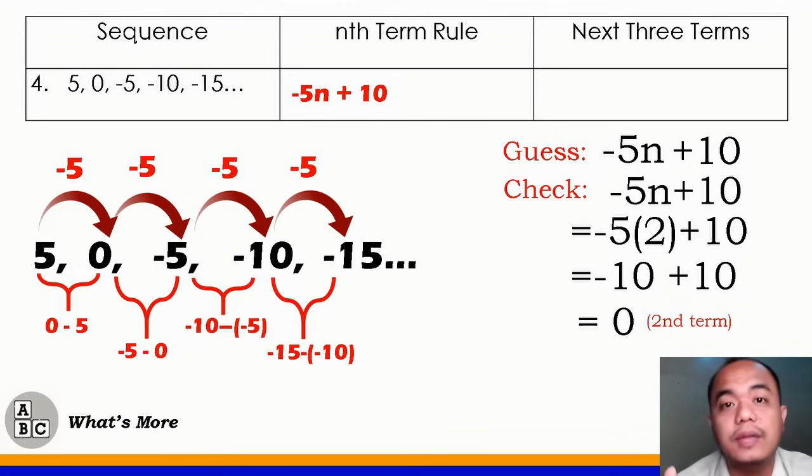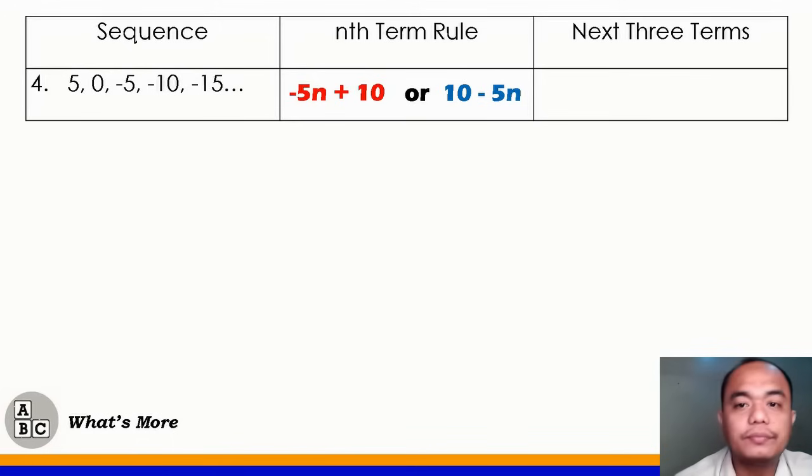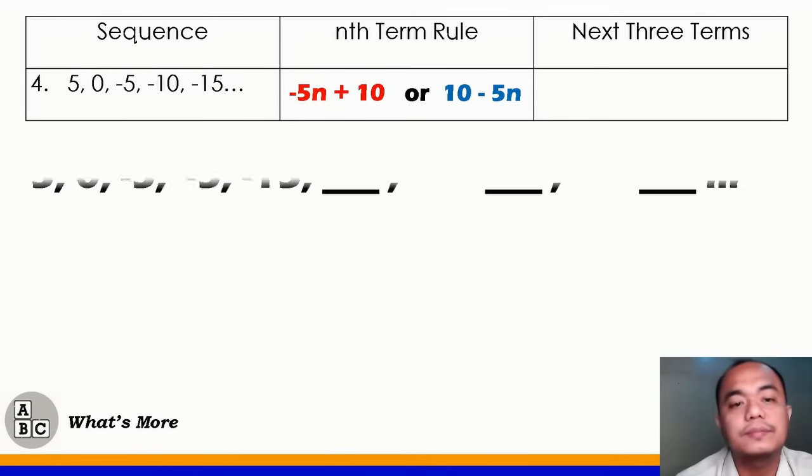Or, since this is addition, this could be interchanged. Since addition has a commutative property, you may answer in your module 10 minus 5n. Both n terms shown here on screen are correct. Let's have the next three terms.